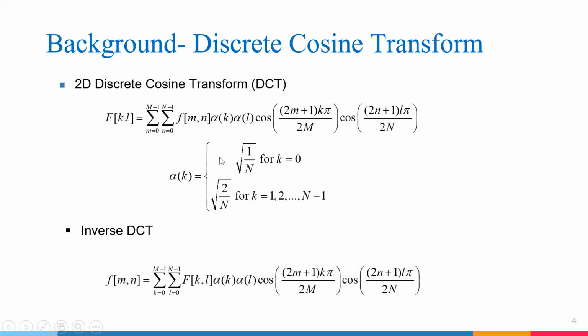Since we are applying a DCT on the image in order to see the output, we also need an inverse DCT, so that we can compute f of m comma n from the DCT-based output we get. So these are the expressions for the DCT and inverse DCT coefficients in DCT transforms.